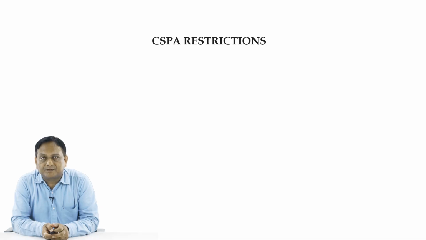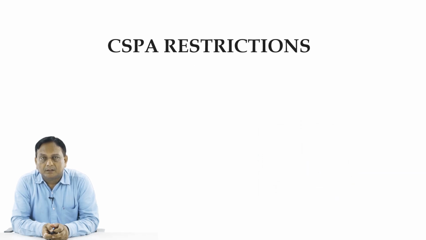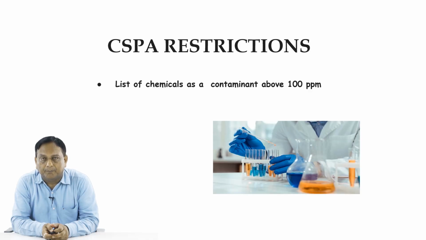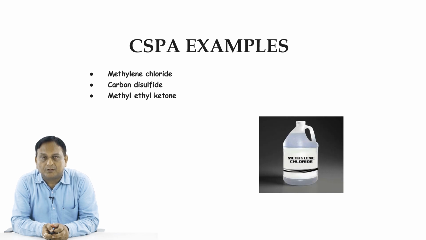Now, CSPA restrictions talk about lead, cadmium, and phthalate. Those are the harmful heavy metals present. It also covers a list of chemicals as contaminants above 100 ppm. Any chemical present above 100 ppm is restricted by CSPA. Examples: methylene chloride, carbon disulfide, methyl ethyl ketone. Products containing these are banned under this category.